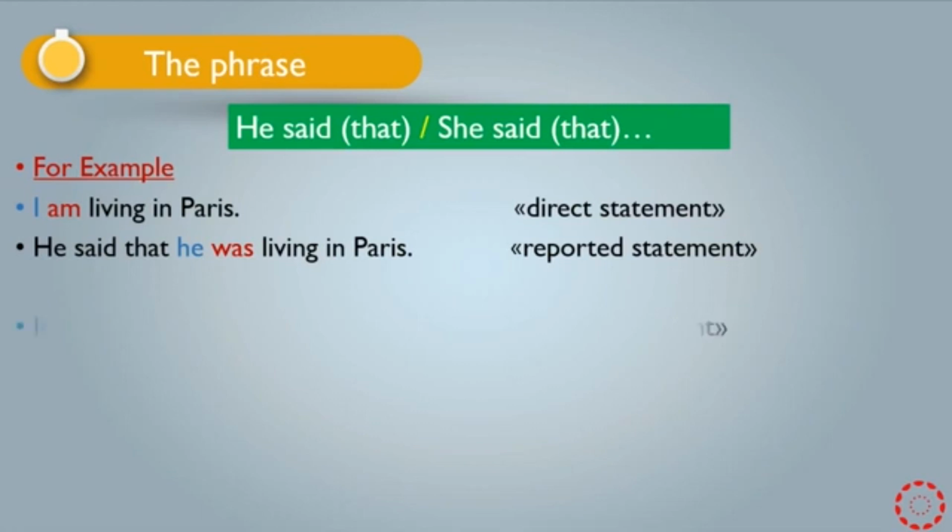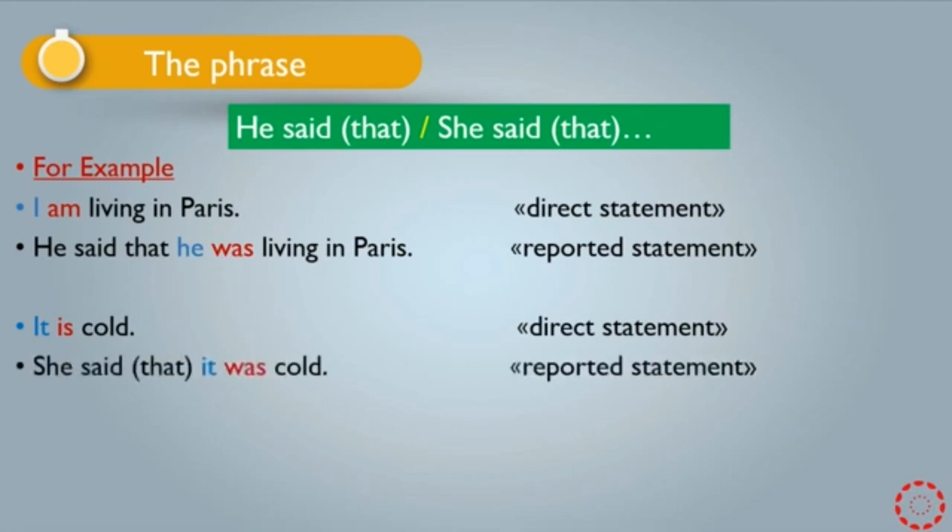Another example. Somebody said it's cold, and this is a direct statement. It became like what? You feel free to write he said that or she said that. I will say she said that. She said that it was cold. I said it became it. So we can't change it to other things, okay? So it remained it. And also I said is became what? Was. So the sentence will be like that. She said that it was cold, and this is called reported statement.